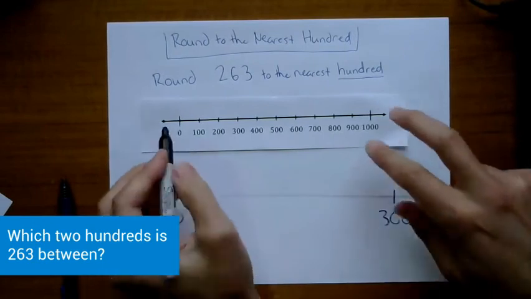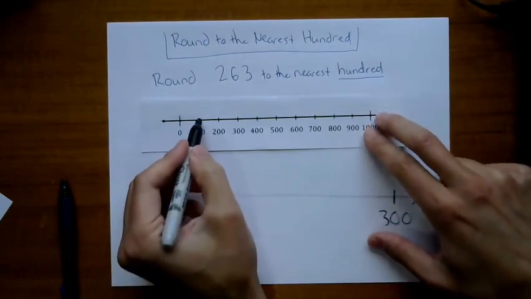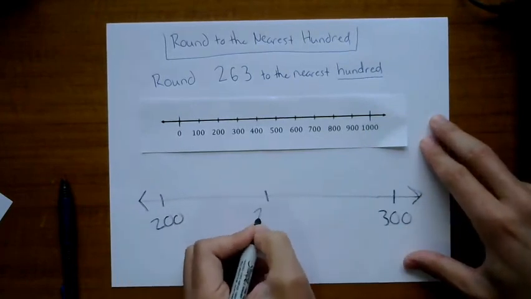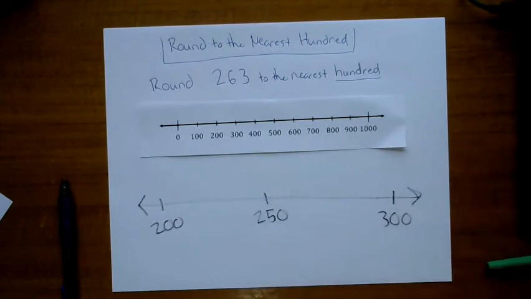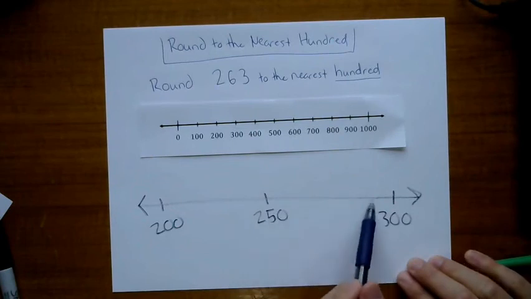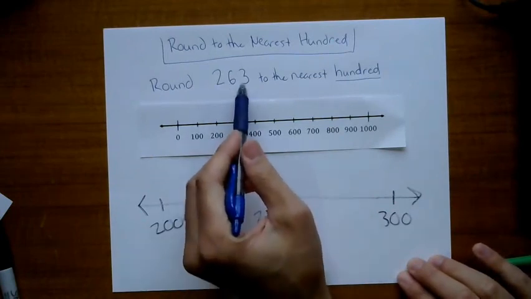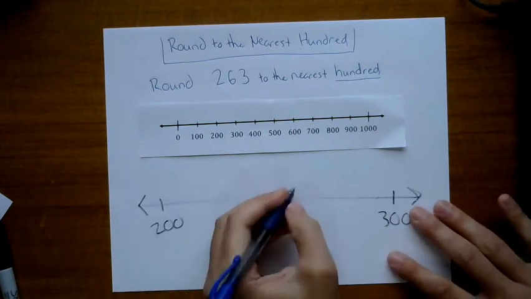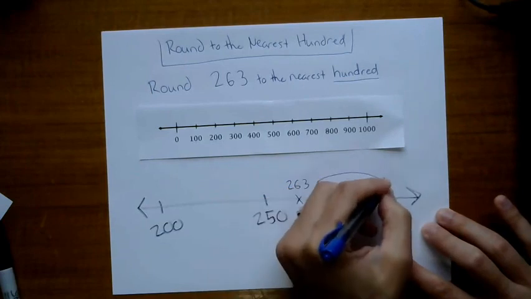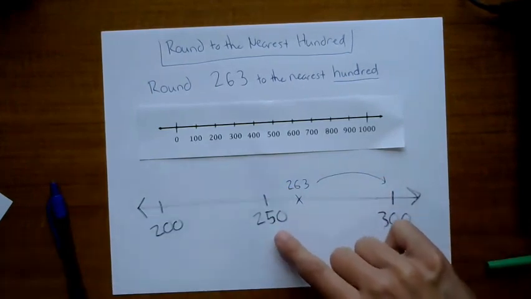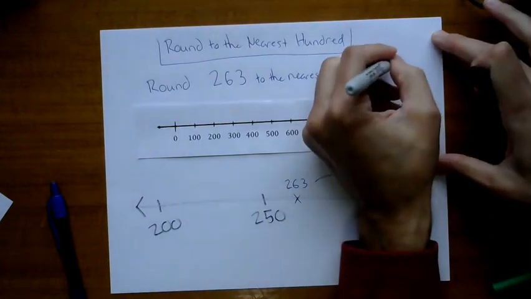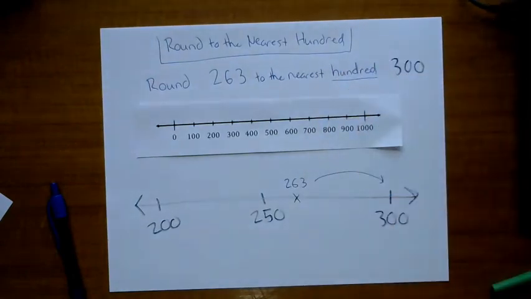Again, what's right in the middle between 0 and 100? Half of 100 is 50. So half of this would be 250. So any numbers less than 250 would round down to 200. Any numbers greater than 250 round up to 300. And our number, 263, is greater than 250. It's about right here. So 263, since it's greater than 250, it's closer to 300 than 200. And that would round to 300.